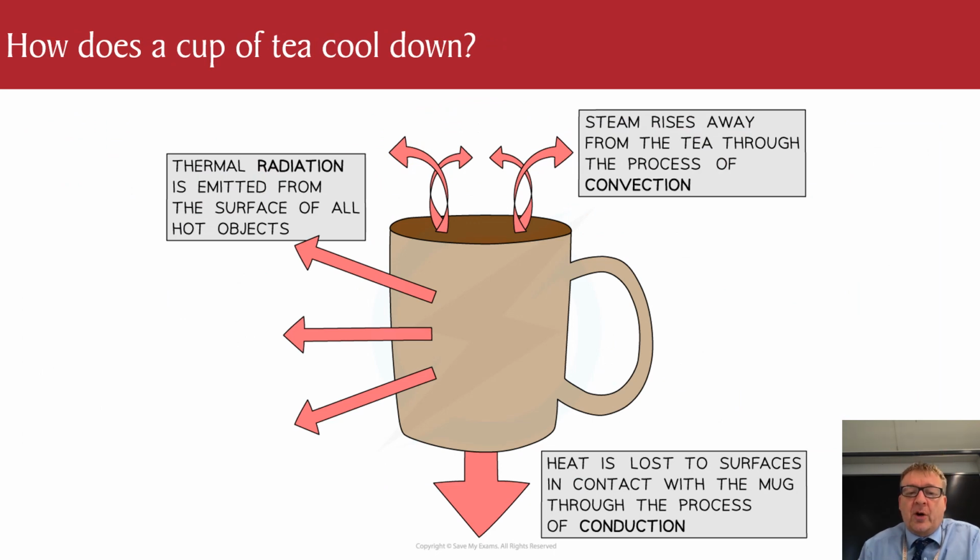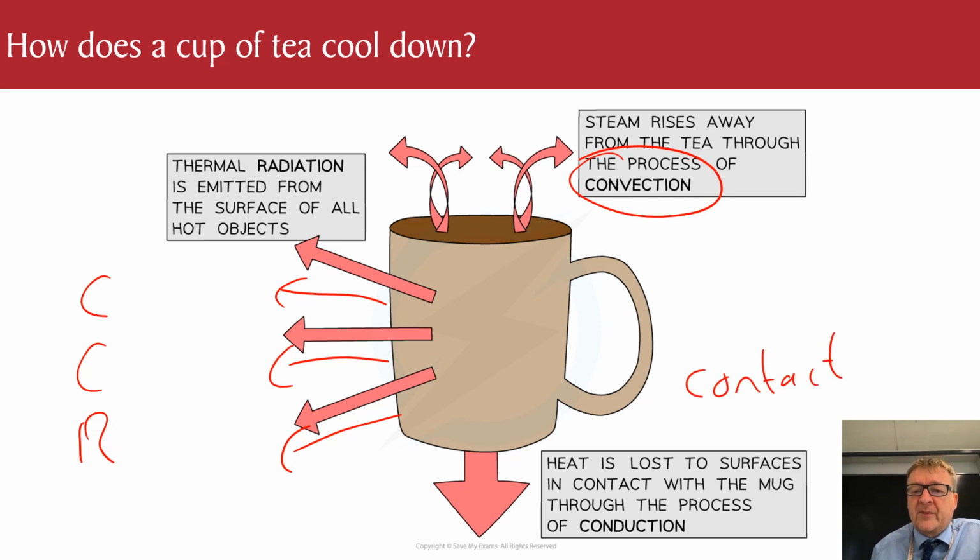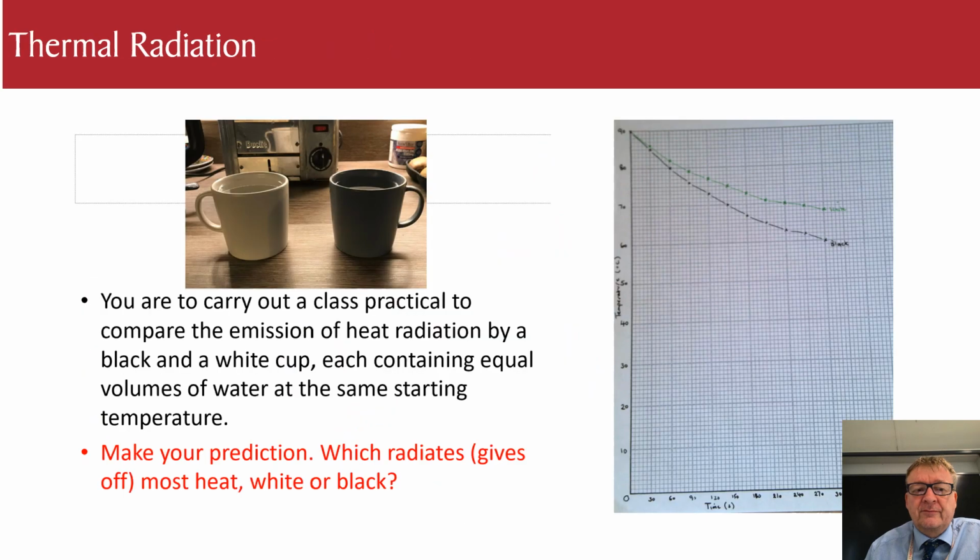Now, how does a cup cool down? Think about conduction, convection, and radiation. Radiation is where the cup itself is giving out heat as a radiation wave. Convection is where the heat is rising, and conduction is where the heat is going through the base because there's physical contact between the cup and the desk. Thermal radiation, right?